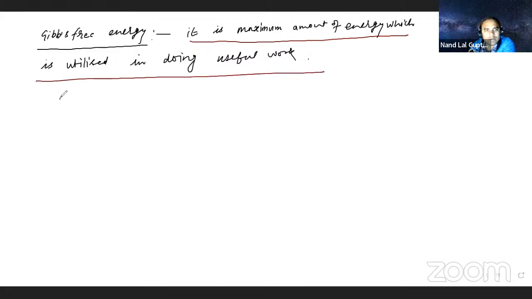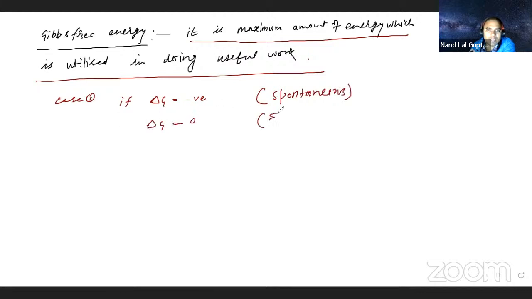So in case 1, if del G value is negative, the process will be spontaneous. If del G is 0, the reaction will be at equilibrium. Are you audible to it? And if delta G is positive, this is going to be non-spontaneous.